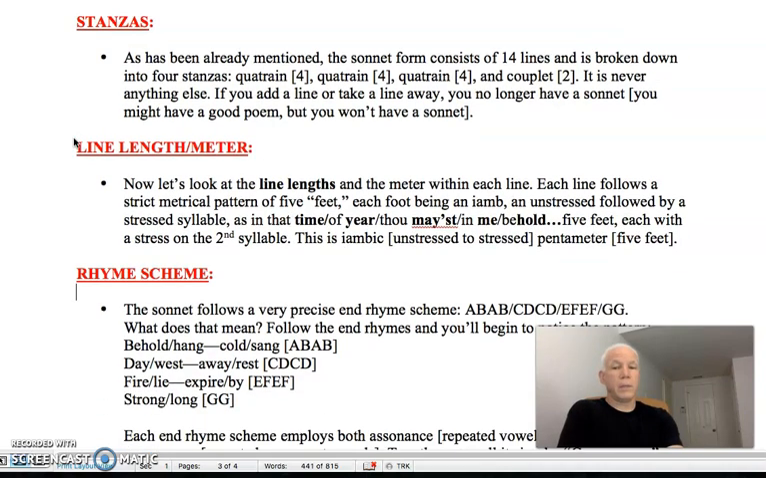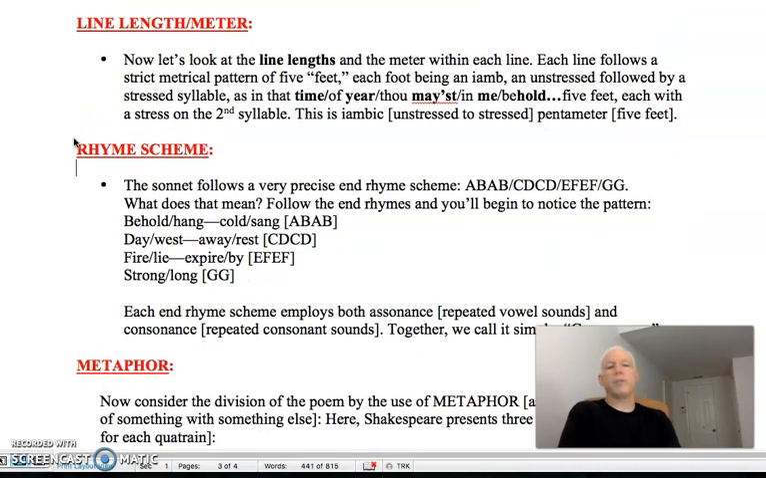Line length, meter. Now let's look at the line lengths and the meter within each line. Each line follows a strict metrical pattern of 5 feet, each foot being an iamb, an unstressed followed by a stressed syllable, as in, that time of year thou mayest in me behold. 5 feet, each with a stress on the second syllable. This is iambic, unstressed to stressed. Pentameter, 5 feet.